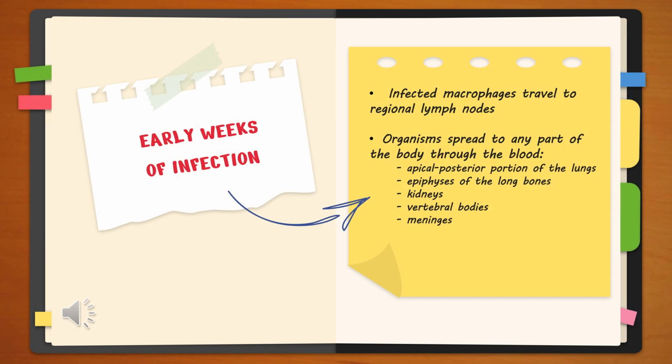In the early weeks of infection, some infected macrophages travel to regional lymph nodes, where they can penetrate the bloodstream. Organisms may then spread to any part of the body through the blood, particularly the apical posterior portion of the lungs, as well as bones, kidneys, vertebral bodies, and meninges.